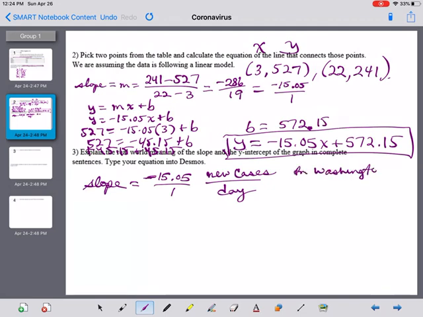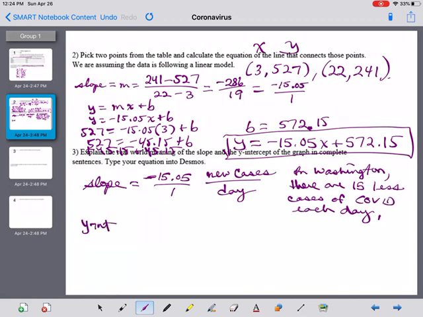So we're going to say, in Washington State, there are about 15 fewer cases of COVID each day. All right, so it's always some kind of a rate. So it's the change in the y unit over the change in the x unit, new cases per day.